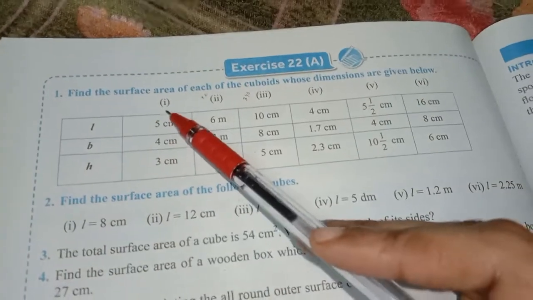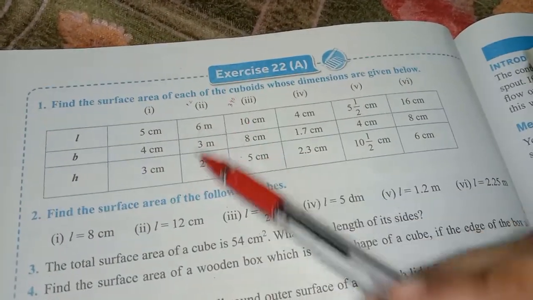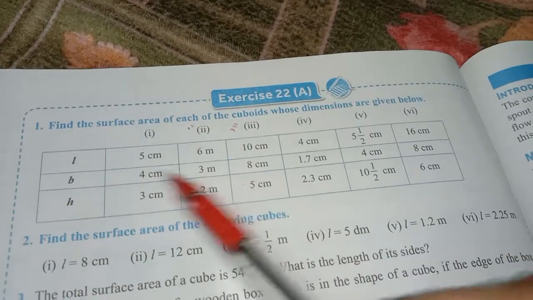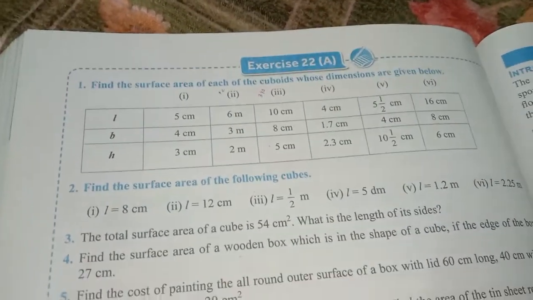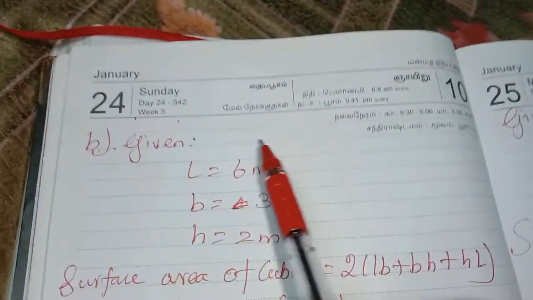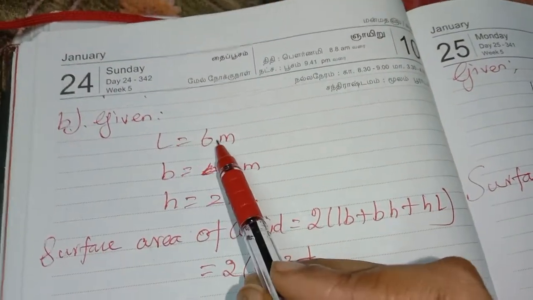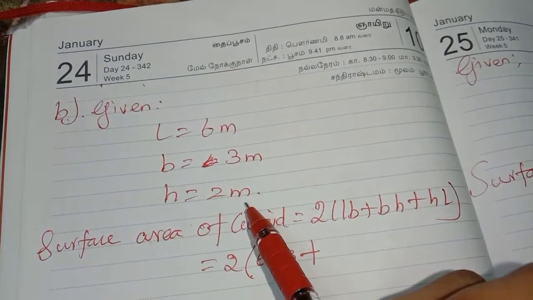So, we first A sum, and B sum. So, surface area of cuboid is L, B, H. Now, we give them. So, L is equal to 6 cm, B is equal to 3 meter, H is equal to 2 meter.